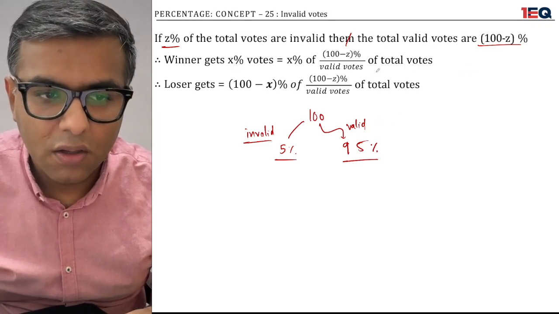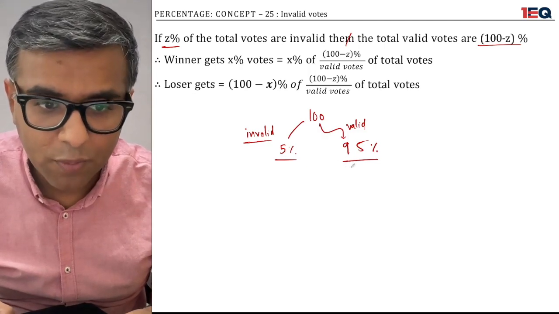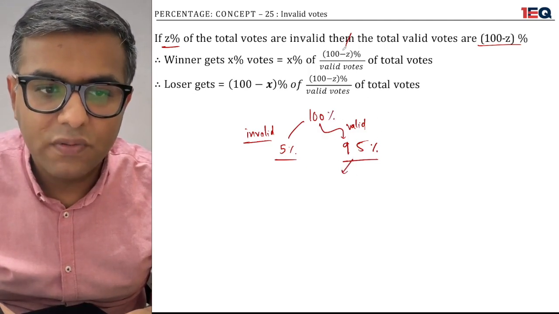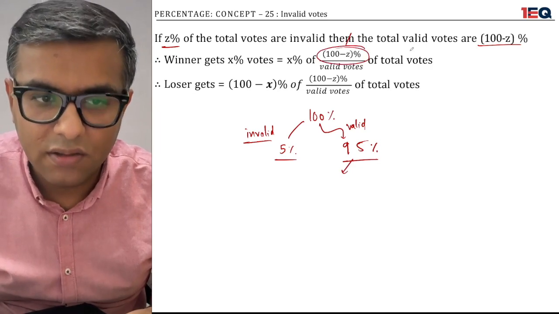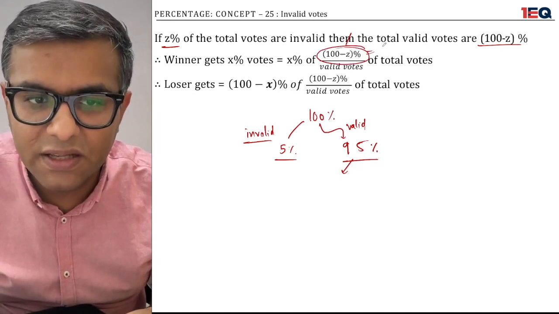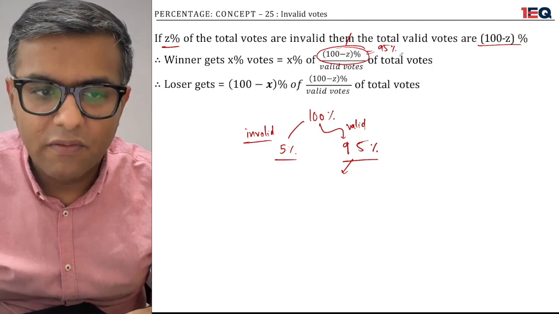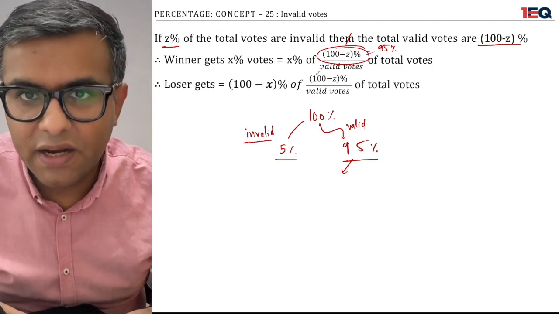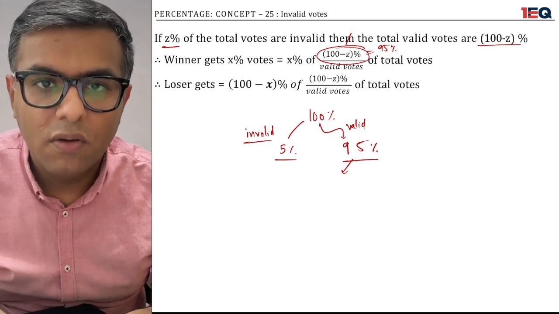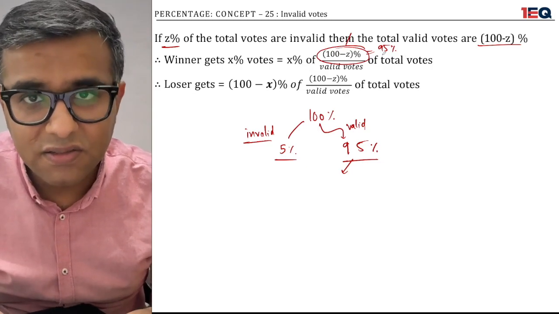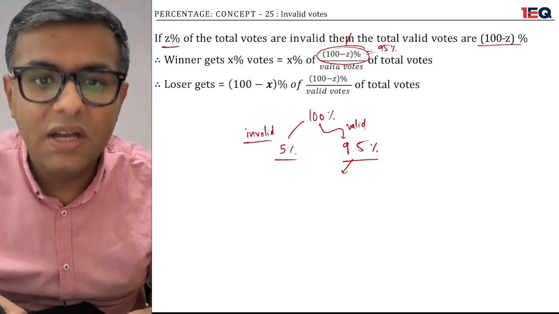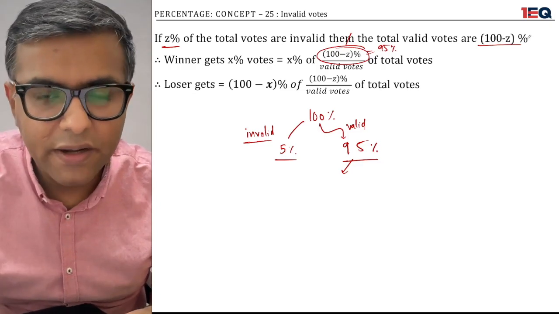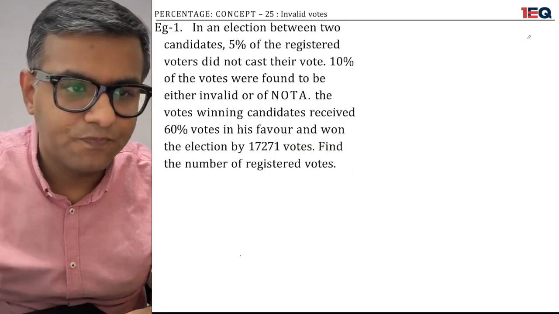If we are now going to play the game not on 100% but on 95%, we would consider 95%. This is 100 minus Z, which is basically equal to 95%. We're going to work only on the 95% now. So any kind of winning or losing would consider its source to be 95%, or 100 minus Z votes. Okay, got the clarity? I'll move on to the question now.